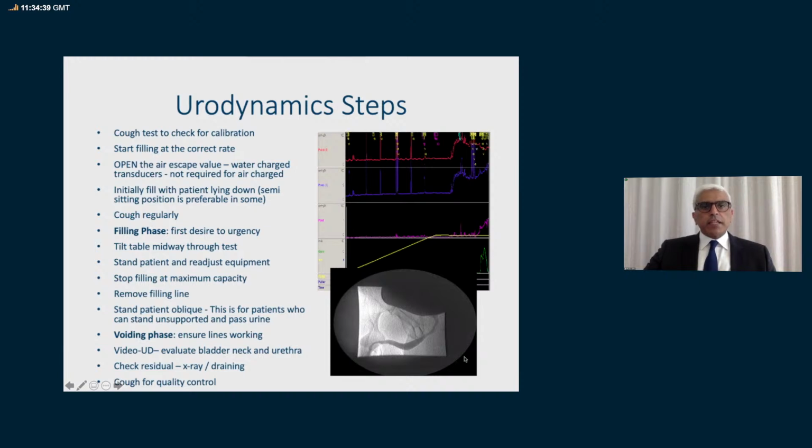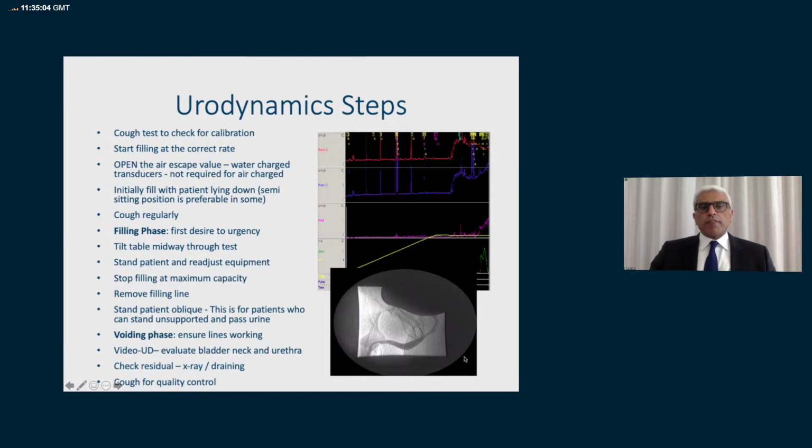I have purposely made this slide busy just to emphasize that doing video urodynamic studies is probably a job of more than one person. It's quite a complicated test. It's a dynamic test, and we need to know the steps accurately. And on the left-hand side, I've enumerated possibly everything we need to do.